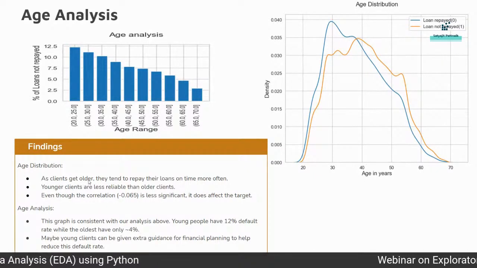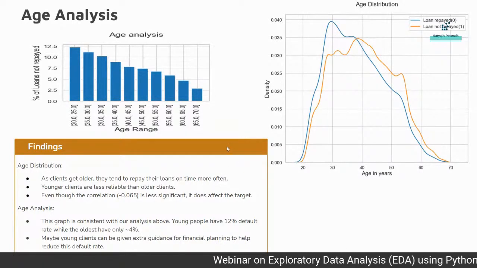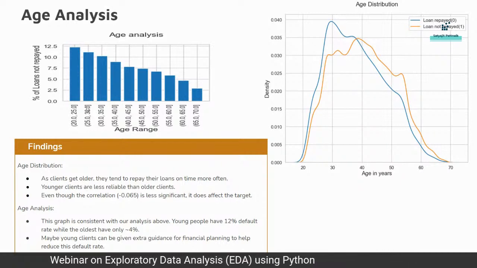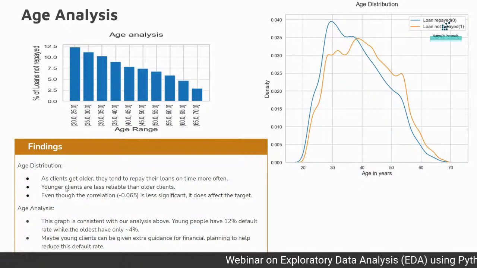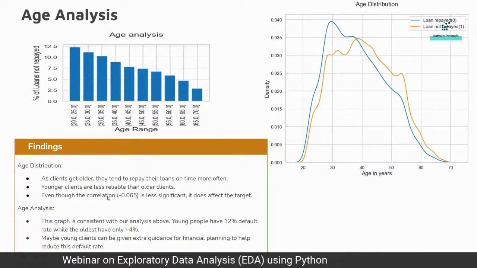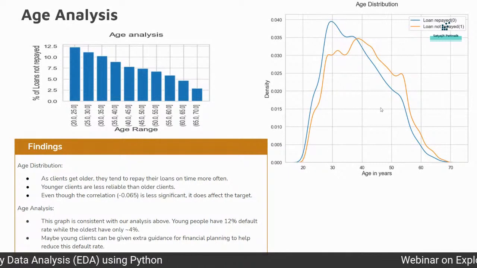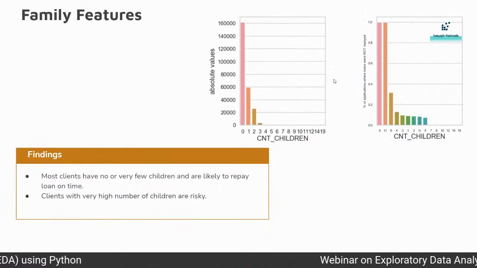As clients get older, they tend to repay their loans on time more often. Could be because of one reason, that they are responsible, and 20 to 30 are youth, so maybe they are not reluctant to pay the loans. Probably younger clients are less reliable than older clients, right? So even though the correlation is less significant, it does affect the target. Okay, this is how the age distribution is done.